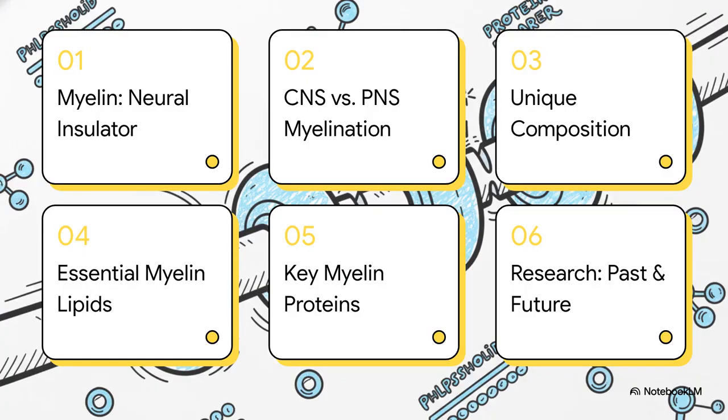We'll start with myelin's function as an insulator, then compare its formation in the central and peripheral nervous systems. After that, we'll dive into its unique molecular composition, focusing on the key lipids and proteins. And we'll finish up with a look at where myelin research has been and where it's headed.